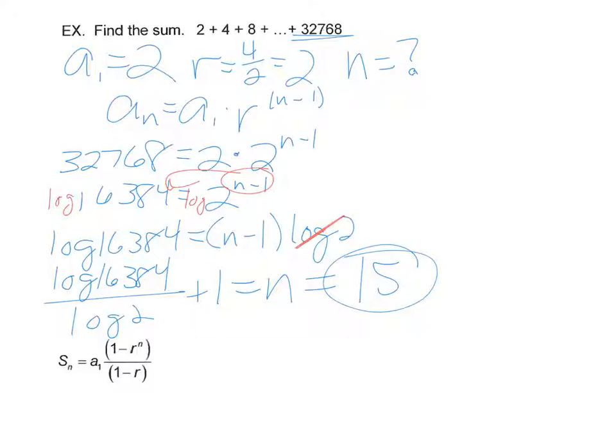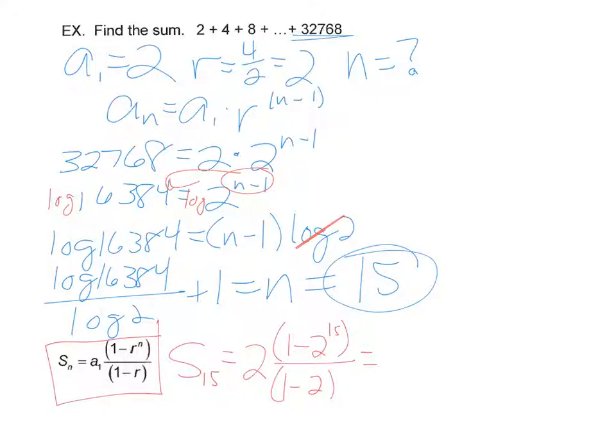Now we can use our formula to find the sum. We know we have 15 terms. So the sum of the first 15 terms would be our first term, which is 2, times 1 minus 2 to the 15th power over 1 minus 2. And it comes out to be 65,534.